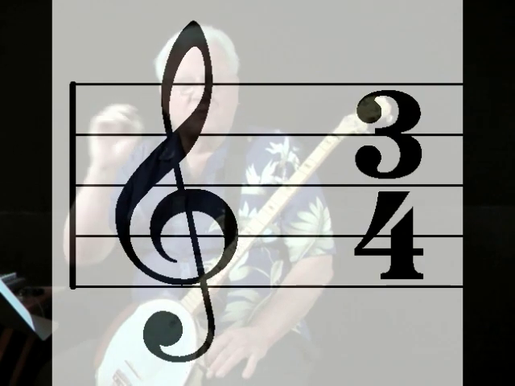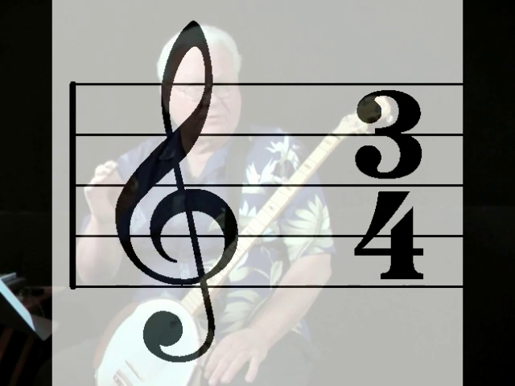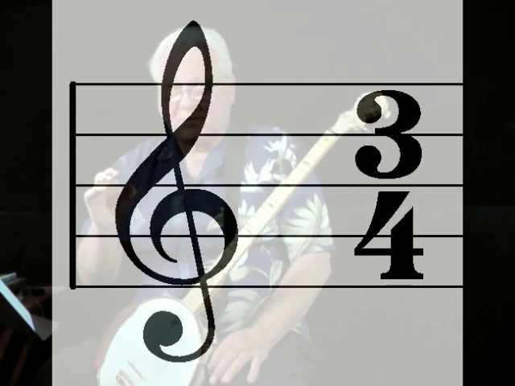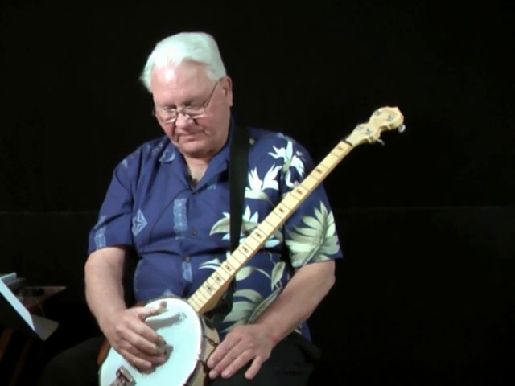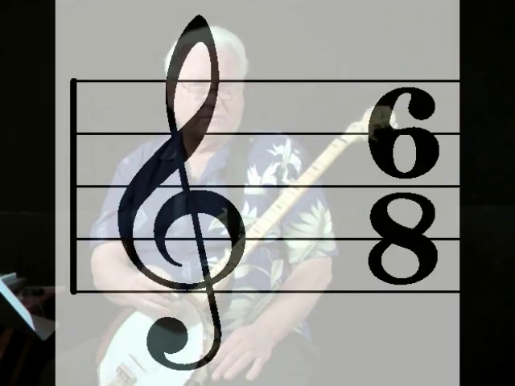If it were 3/4 time, the top number is 3 beats per measure. The bottom number is 4 again, so that stands for quarter note. So 3 beats per measure, and a quarter note gets a beat. I would count that, counting quarter notes, 1, 2, 3. 3 beats per measure. 6/8: 6 beats per measure, and an eighth note gets the beat.